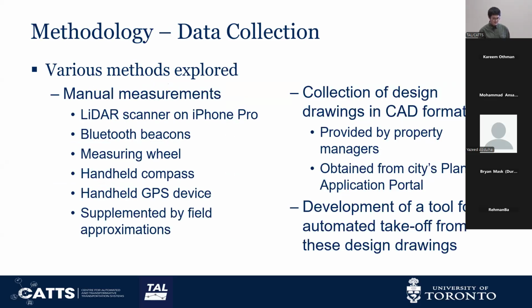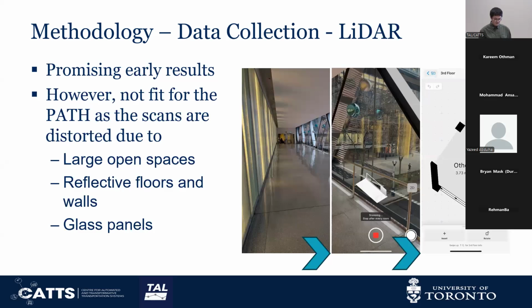So because of that, we've experimented with various field data collection methods. So we have some manual measurement methods. And when we do have design drawings available in the CAD format, whether that's provided by the property manager or that may be obtained from the city's planning application portal, we've designed a tool to automatically get the coordinates of important points from these drawings. So I'll give a quick overview of some of the methods we've explored.